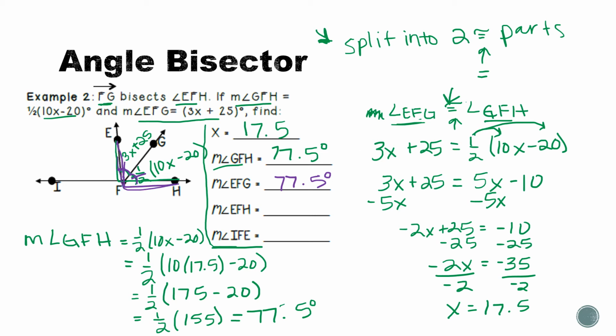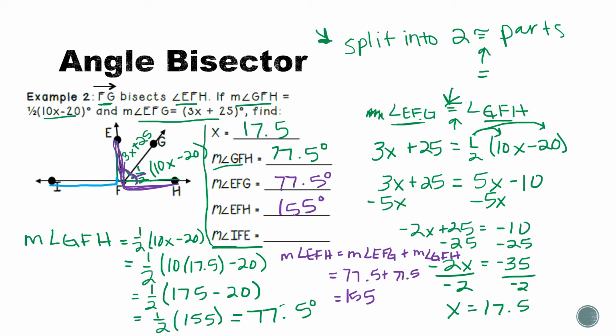Now if I'm trying to find the whole angle and I know what the 2 inner angles are, so the measure of angle EFH equals the measure of angle EFG plus the measure of angle GFH. So if the measure of angle EFG is 77.5, the measure of angle GFH is 77.5, that means the measure of EFH is going to be 155 degrees. Don't forget that label because we're talking about angles. All angles are measured in degrees. So then now I need to find what the measure of IFE is.